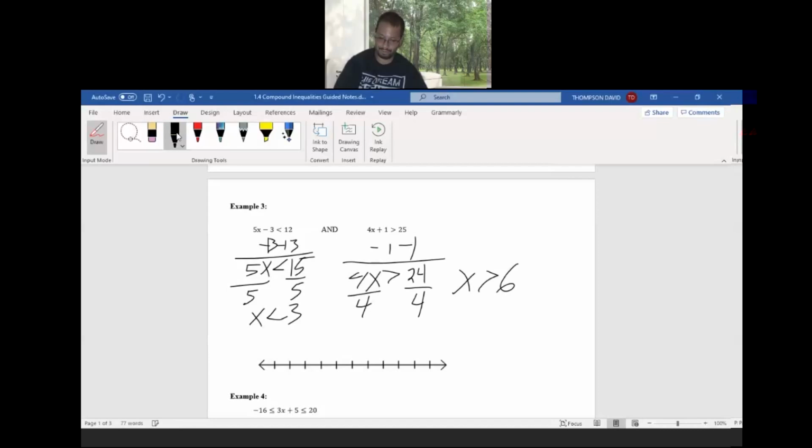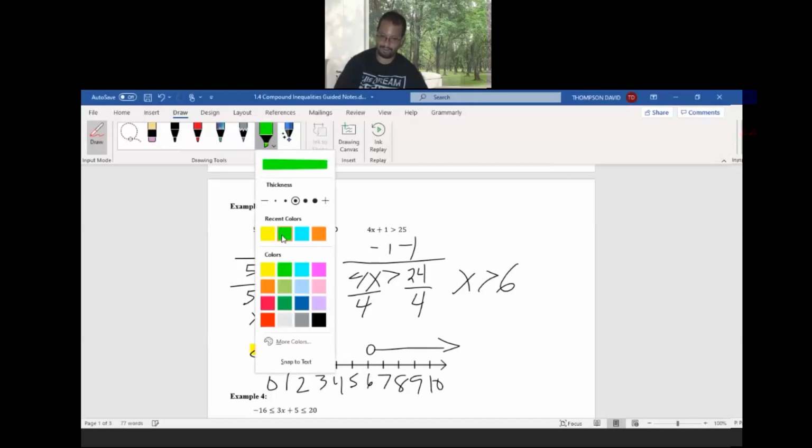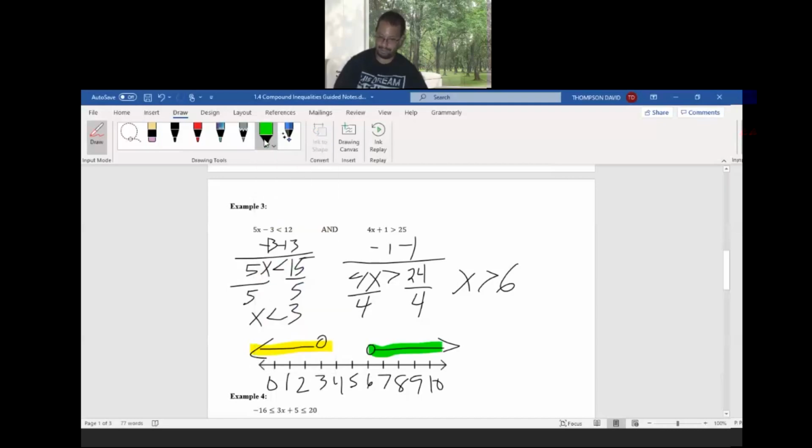So let's number the number line: 0, 1, 2, 3, 4, 5, 6, 7, 8, 9, 10. Recall this is an AND situation. This covers the left inequality. This covers the right inequality. And we are looking for a point of intersection. Since this is an AND situation, I don't see a point of intersection, so we would say there is no solution. There has to be an intersection in AND situations.